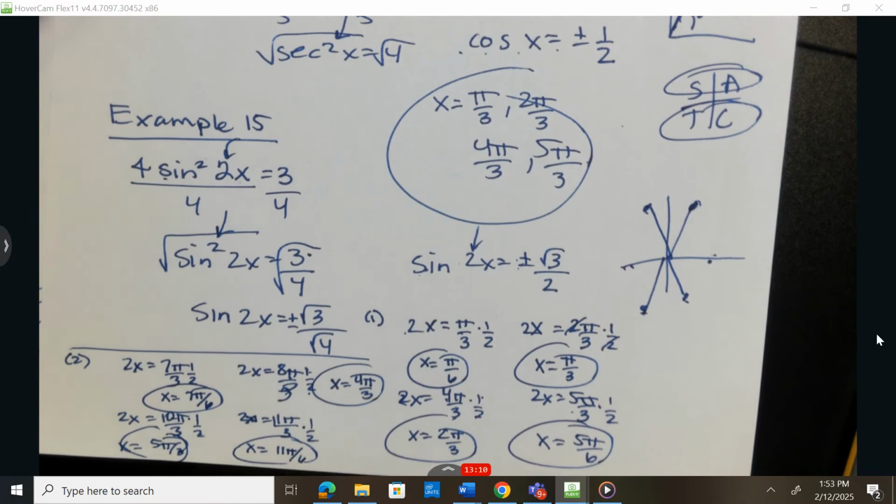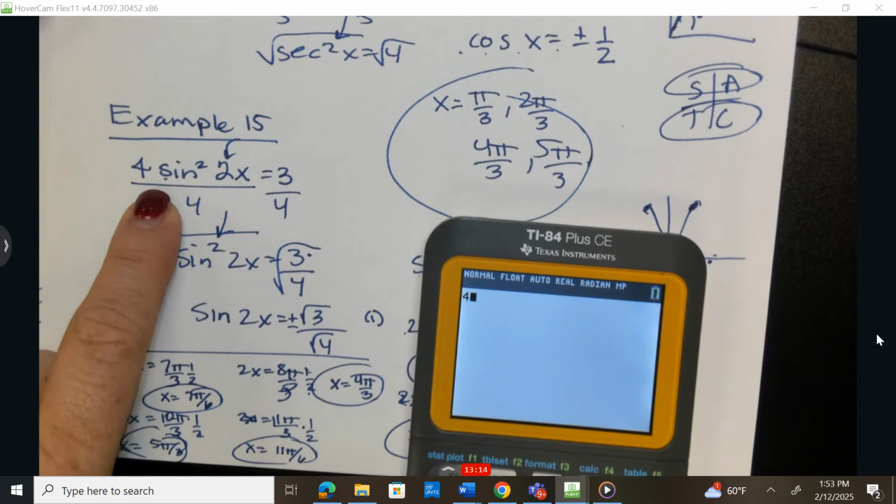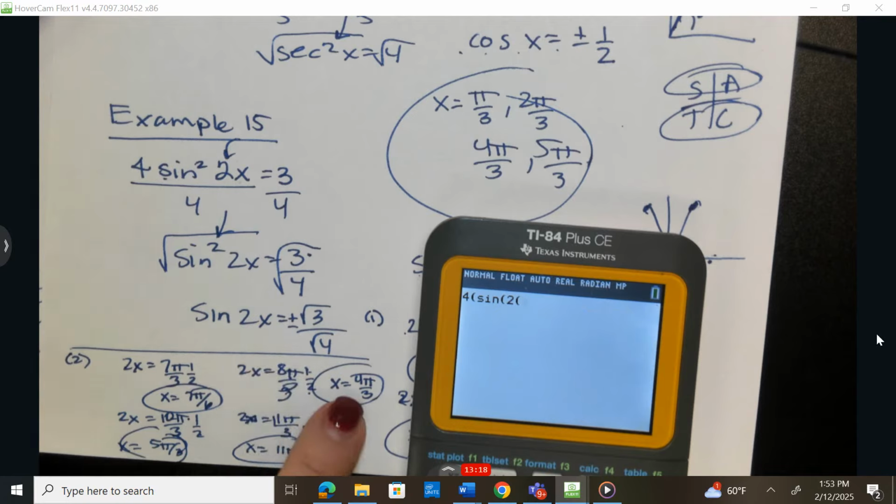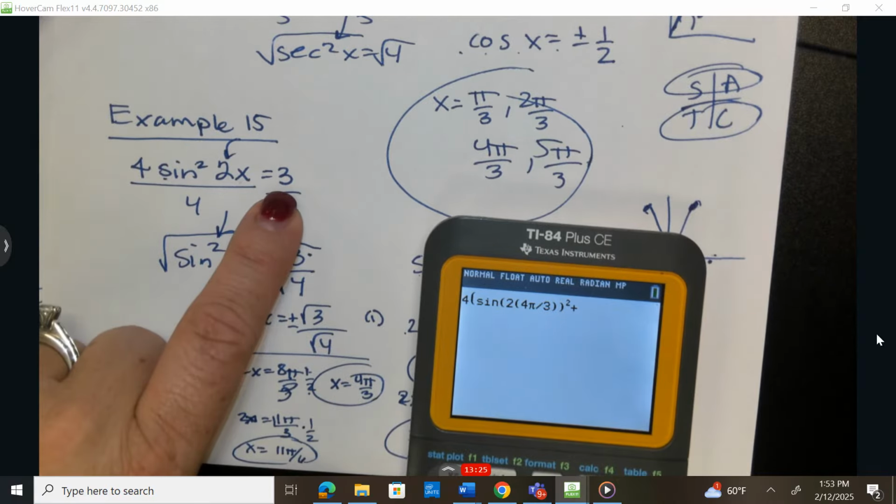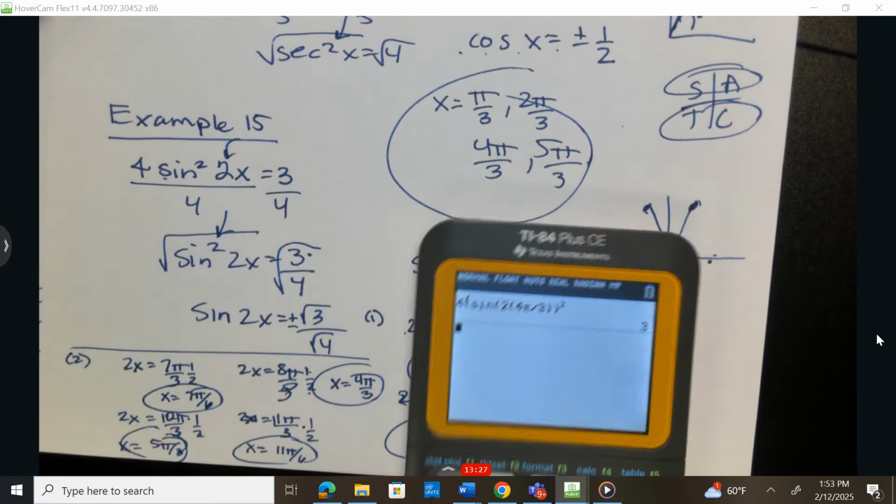Again, we could choose any one of these. Let's try 4 pi over 3, and let's make sure it works. 4 parentheses sine of 2 times, I'm going to try 4 pi divided by 3, and then I need to square it, and I want it to equal 3, and it surely does.